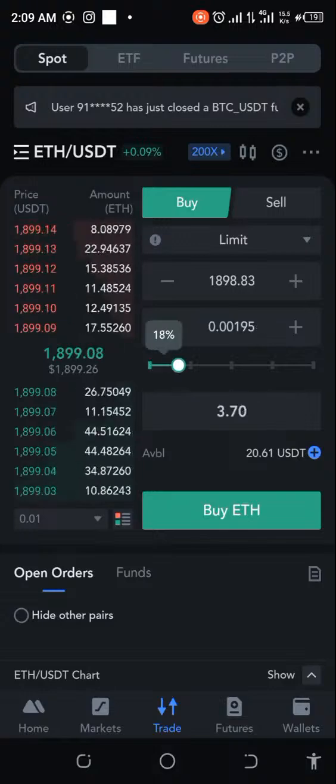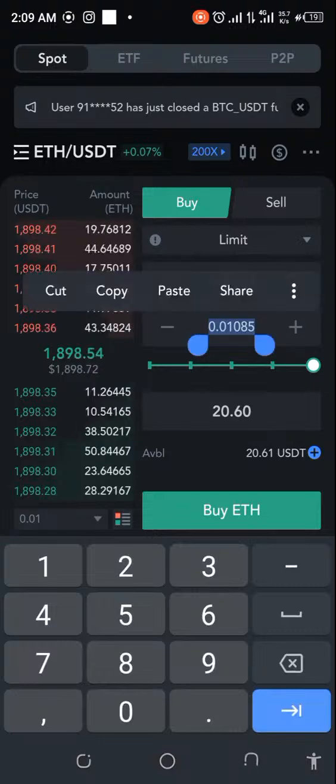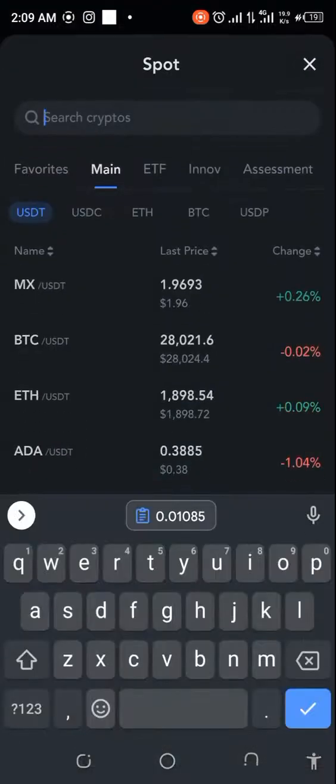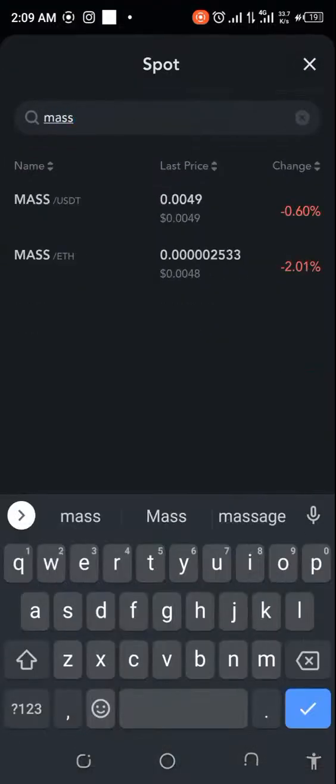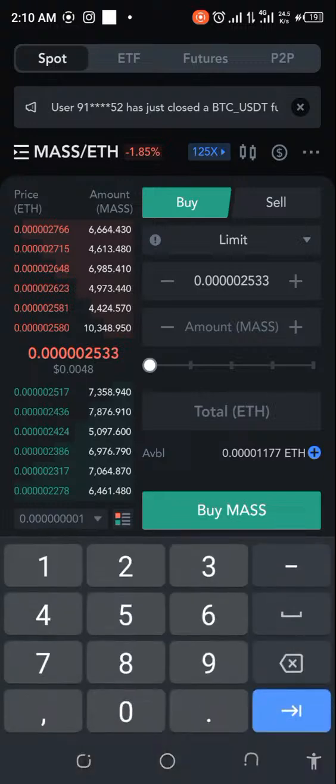So I'm just going to pick that all up, and then I'm just going to copy. Oh, it didn't even pick everything up, it just picked up 20.60. That's fine. So let's just copy that, or cut it, whichever one you want, and then go over to MASS/ETH, because ETH happens to be the lower pair, right? So then we'll go over and paste this in the ETH segment, and let's see. Let's paste that here.